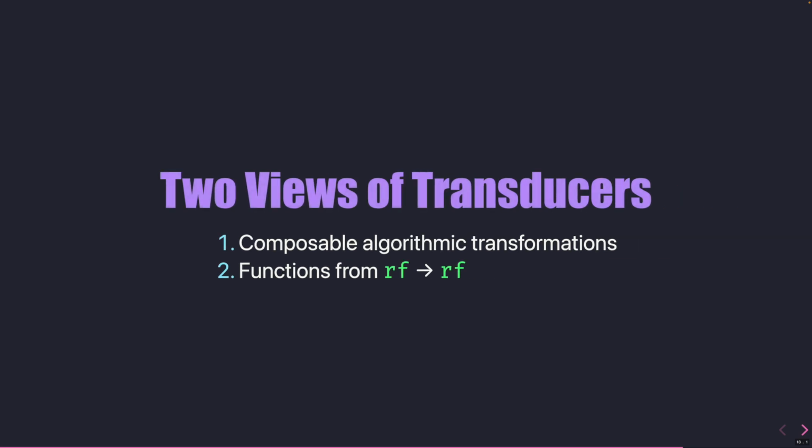And I think that's really important with transducers because we've talked about one view of transducers, which is as these composable algorithmic transformations. They're perhaps somewhat opaque functions, but we know that we can store them. We know we can pass them around. We can use them with reduce and transduce. And we have some notion of what they do.